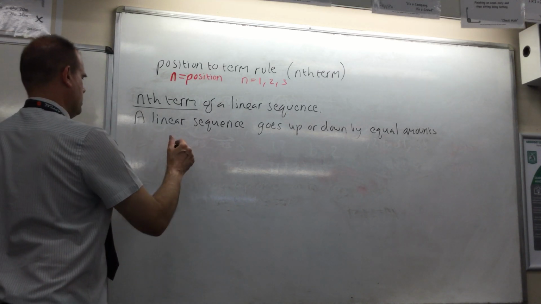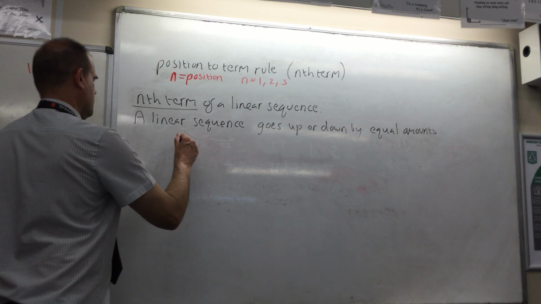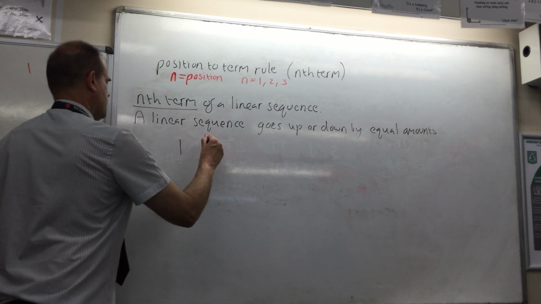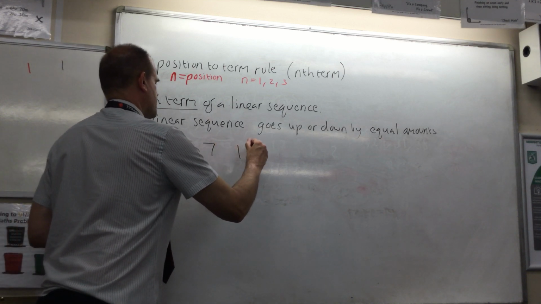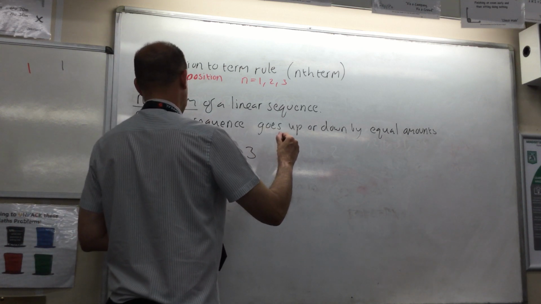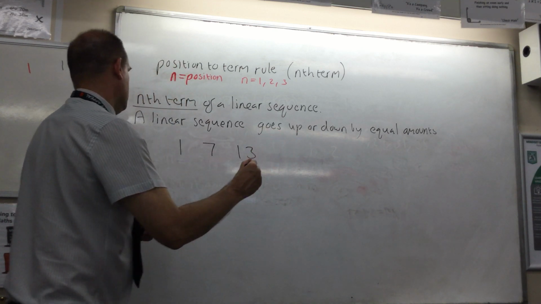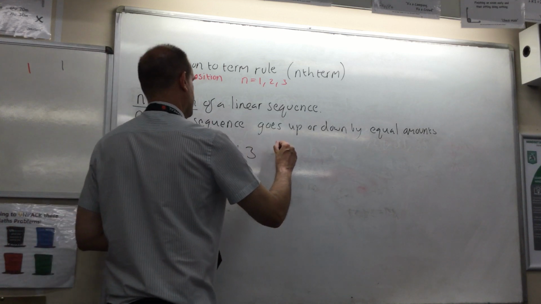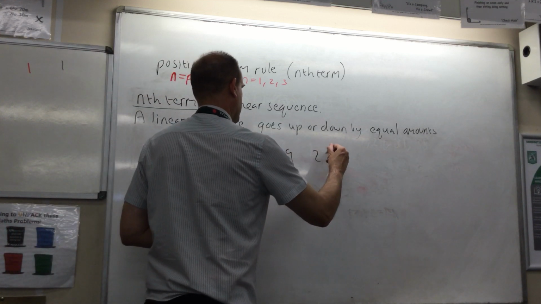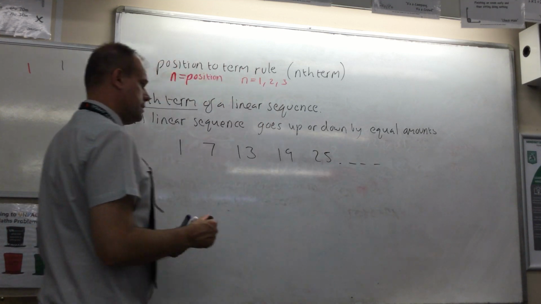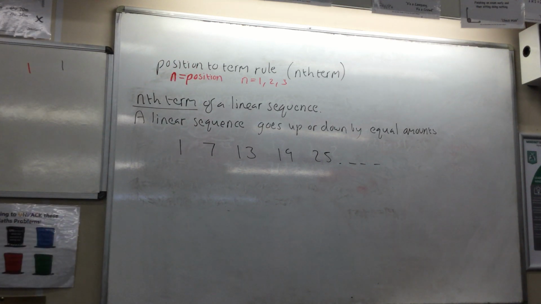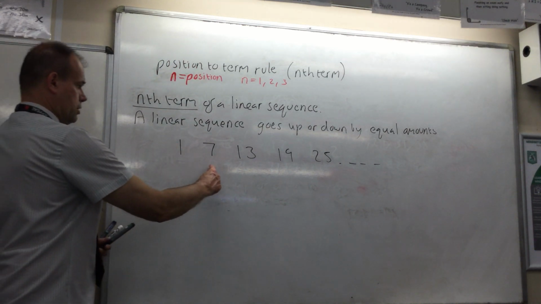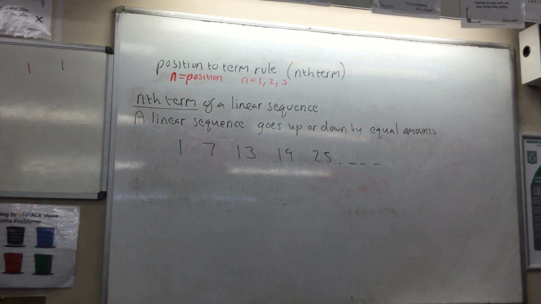Let's say I'll make one up here. Let's say we've got 1, 7, 13, 19, 25, and so on, because it'll go on to infinity, never stop. How do you get the formula for the nth term? Well, we know the term to term rule is add 6 here, which helps us get the nth term.